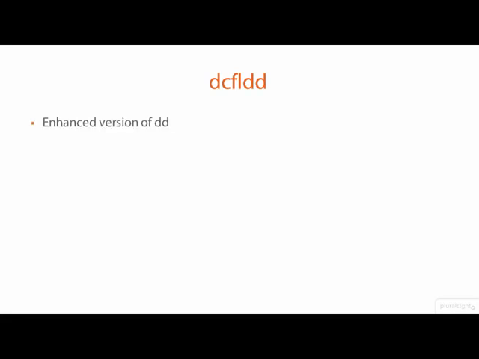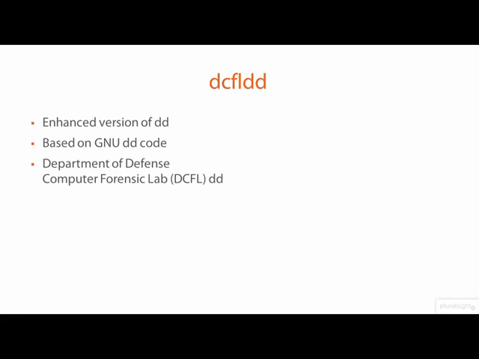dcfldd is a feature-enhanced version of the DD copying utility and is based on the DD source code found in the GNU Core Utils package. The name dcfldd is short for Department of Defense Computer Forensic Lab DD. This name was given by the author of dcfldd, who was working for the DCFL when dcfldd was created.